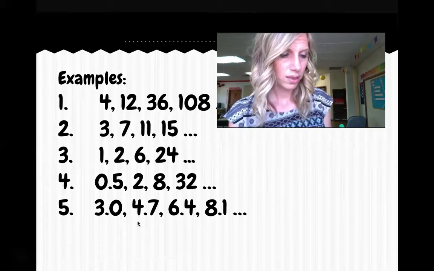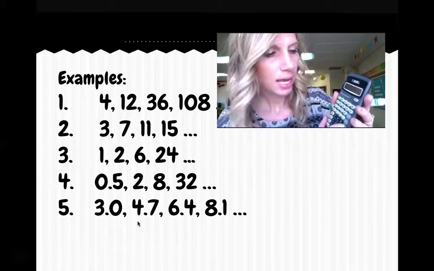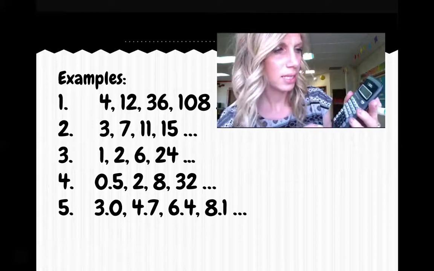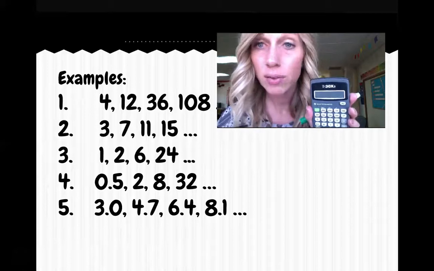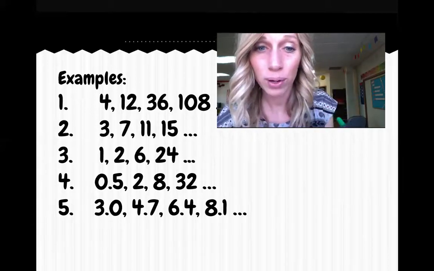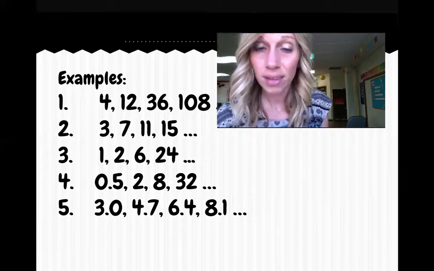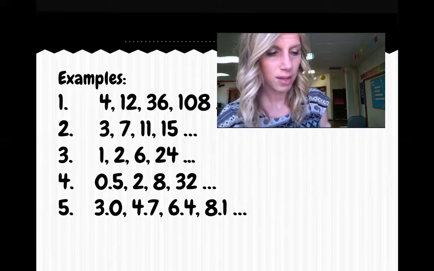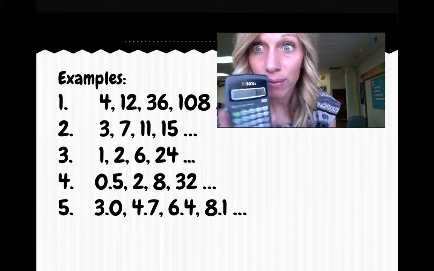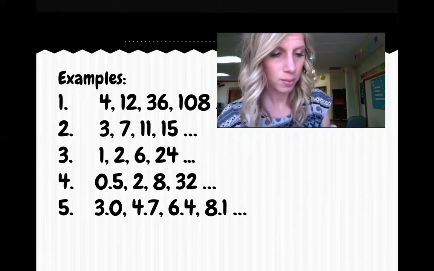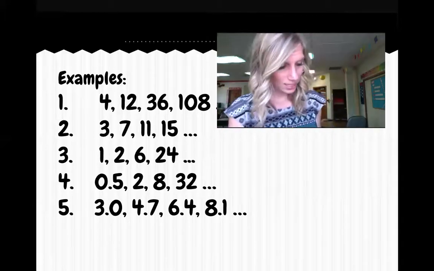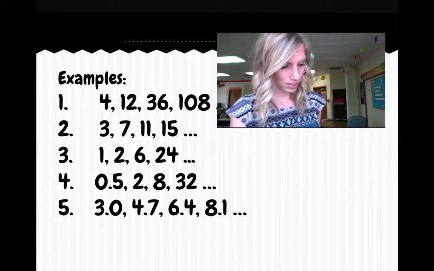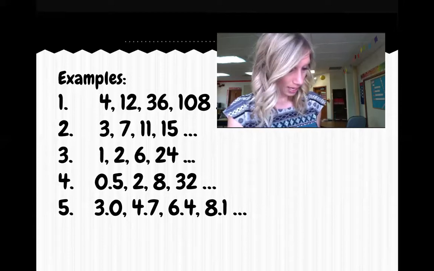So start with 4.7 and subtract 3.0. So in order to get from 3.0 to 4.7, I had to add 1.7. So now let's see if that's our pattern. 4.7 plus 1.7 equals 6.4. Looks like we got it. Plus 1.7 equals 8.1. So we know it's an adding pattern. So it's an A.